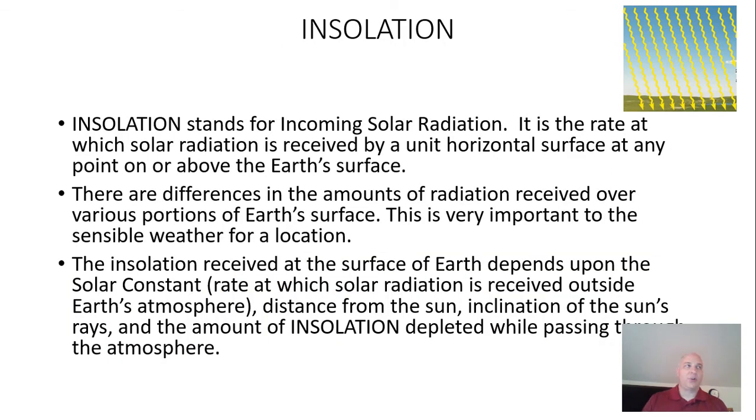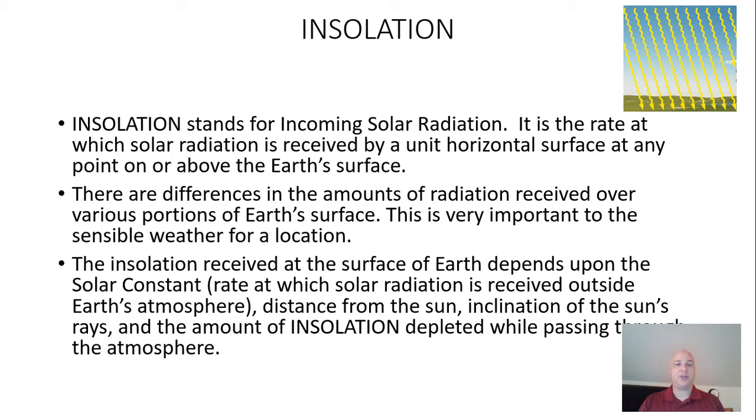When we talk about solar radiation, we have to talk about an acronym known as insolation. This stands for incoming solar radiation. The IN is incoming, SOL is solar, and the ation is the radiation part. Now, insolation is the rate at which solar radiation is received by a unit horizontal surface at any point on or above the Earth's surface. And there are differences in the amounts of radiation received over various portions of Earth's surface. This is very important to the sensible weather for a specific location.